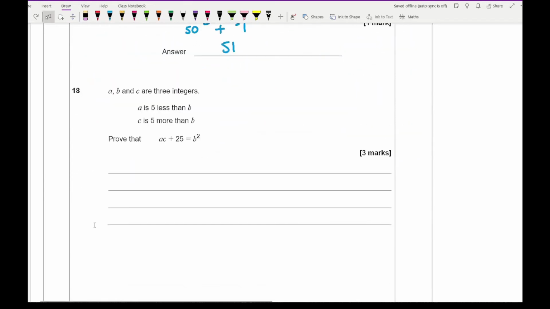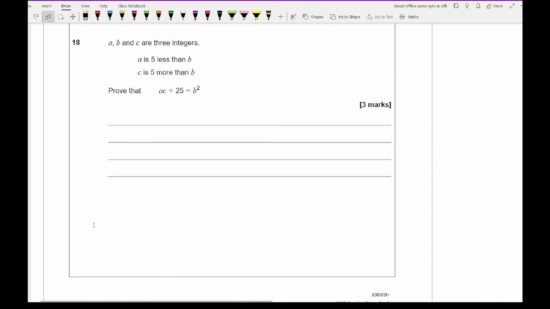Then moving on to question 18, it says A, B and C are 3 integers. A is 5 less than B and C is 5 more than B. Prove that AC plus 25 equals B squared. So for this, what we want to do is translate each of these statements into algebra. So if A is 5 less than B, then A is going to be B minus 5. And for the next one, it says that C is 5 more than B. So then we need to add 5 to B so that it equals C. So these are the 2 little statements that I've then got.